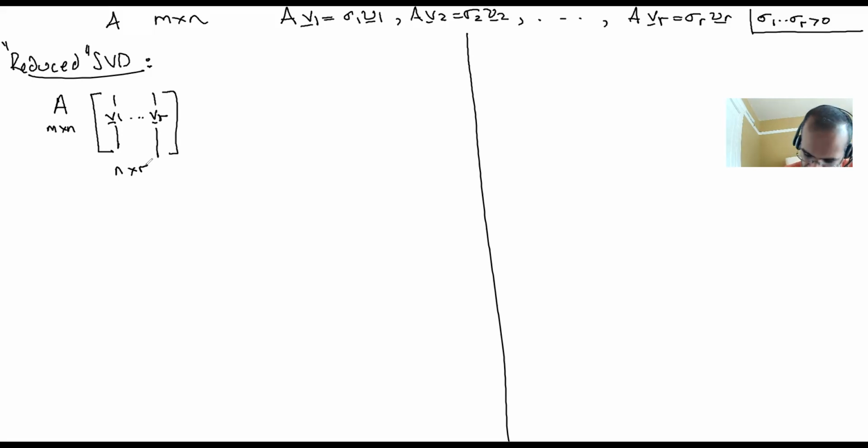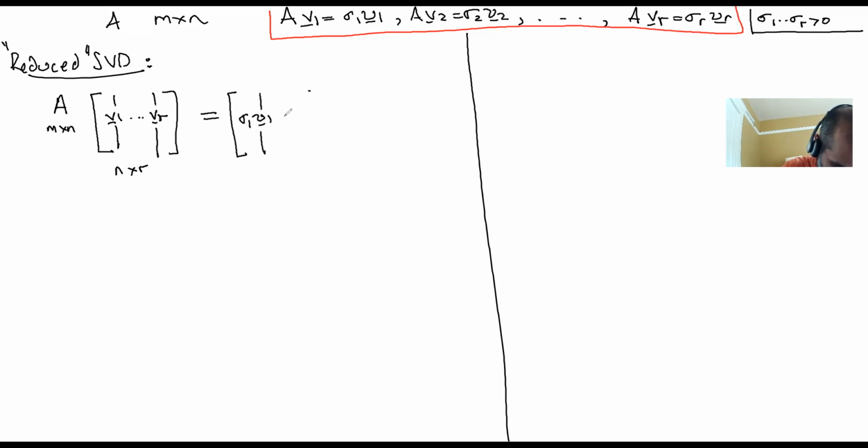Now up here, I have r equations. So I'm going to just write those as columns of a matrix equation. So this is equal to sigma 1 u1 all the way up to sigma r ur. Nothing fancy here, I just wrote it in matrix notation. But now I'm going to do something a little bit interesting. I'm going to write this as a product.